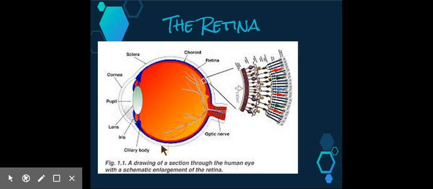It consists of several layers of nerve cells, one of which is the layer of visual receptors known as the rods and cones. Of all the nerve cells that make up the retina, only the rods and cones respond directly to light, hence the collective term photoreceptors. In humans, each retina contains approximately 125 million rods and 6 to 7 million cones.